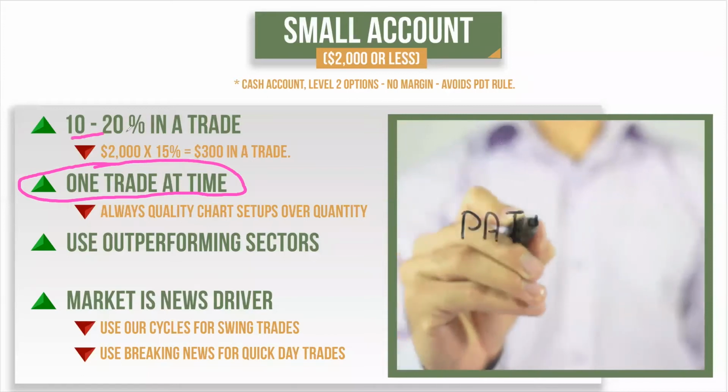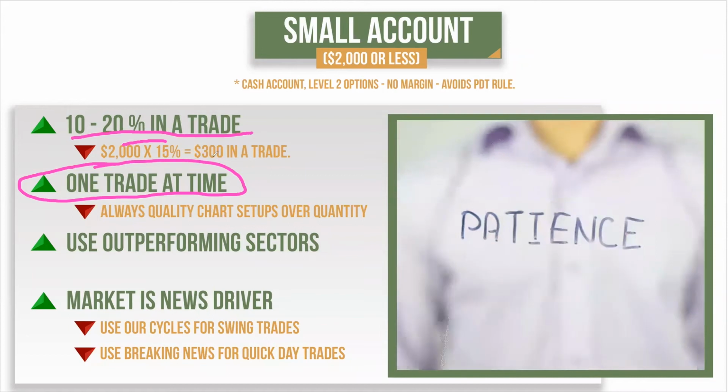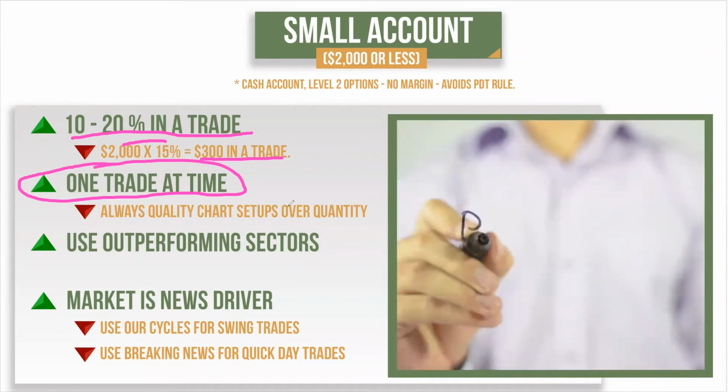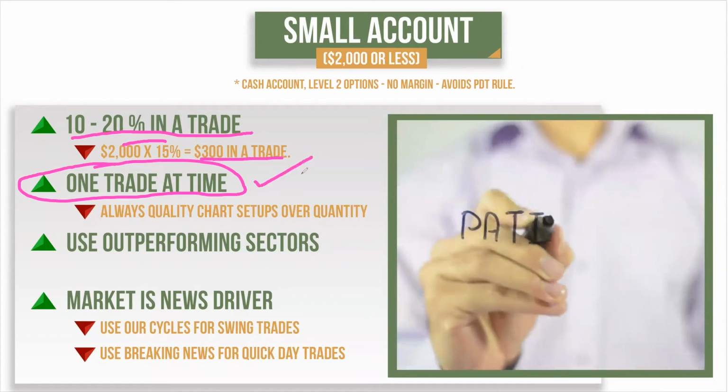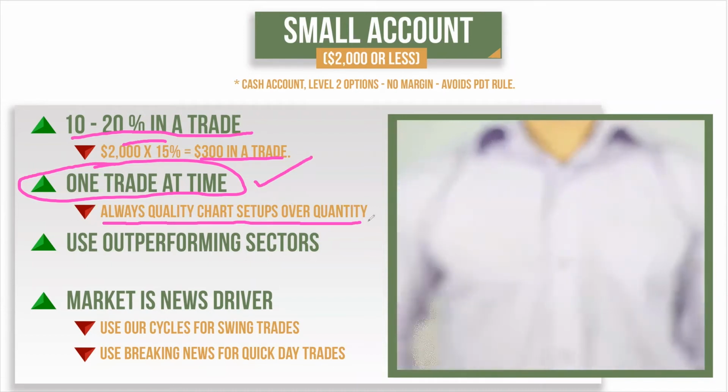It's just going to be one trade at a time there. Okay. 10 to 20% in a trade. So like I said, if you have a $2,000 account, put 15% in, it's going to be $300 in a trade. I want you to do one trade at a time. That's really important. Always quality chart setups over quantity.